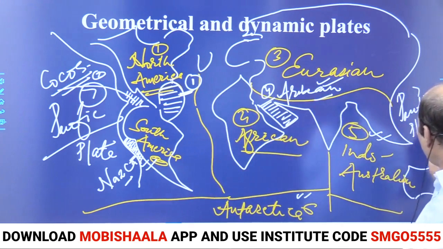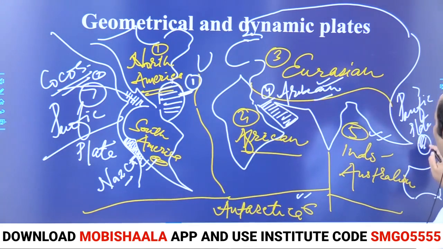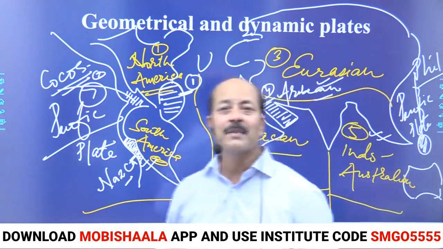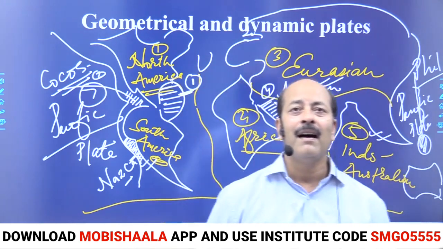Now we come to the area of Indonesia and Malaysia. On the eastern part you have the Philippines plate. So the fifth small plate, minor plate, is the Philippines plate.